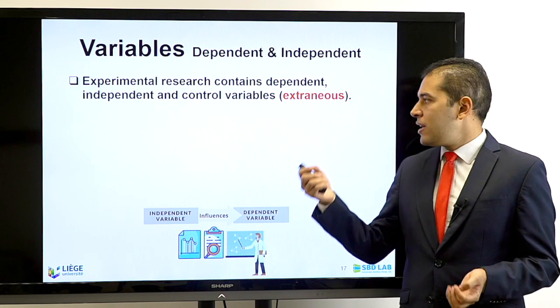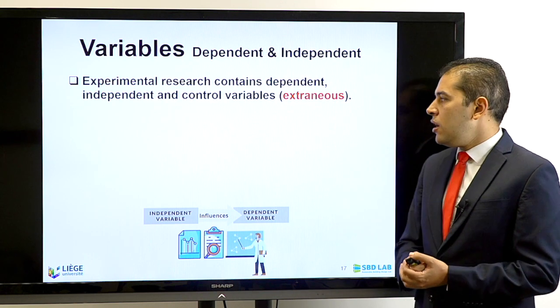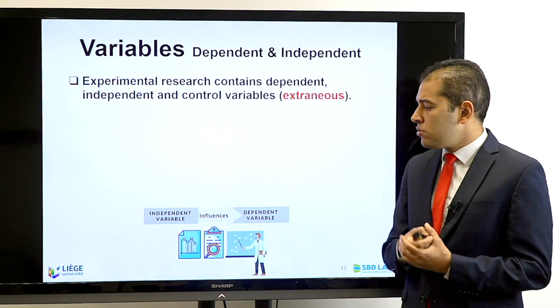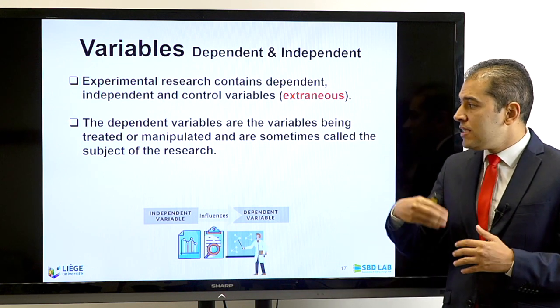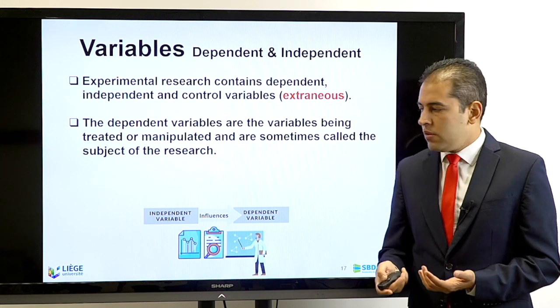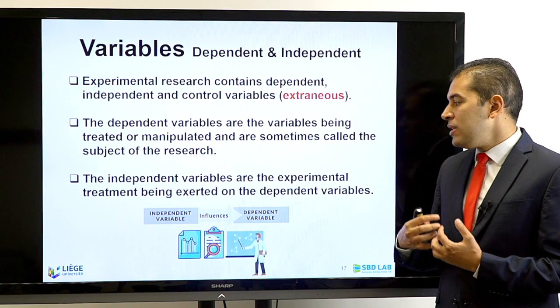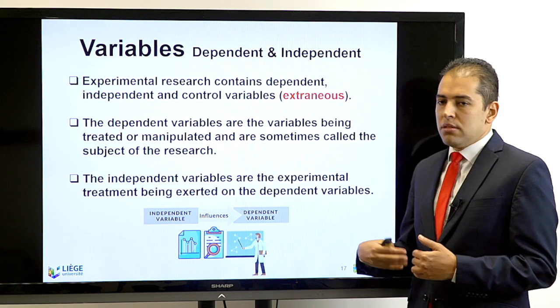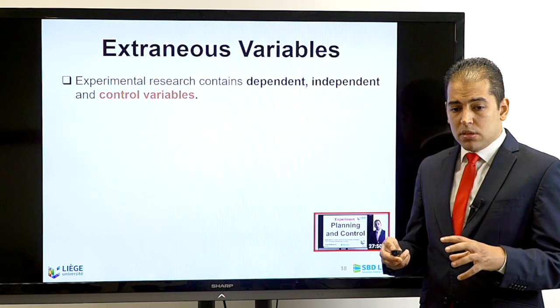The control variables can be called extraneous variables, so they are from outside. They are called extraneous or control. We need to look at them. And the dependent variable is the variable being treated or manipulated and is sometimes called the subject of the research. The independent variable is the experimental treatment being exerted on the dependent variable. And it's very important to define those three parameters.